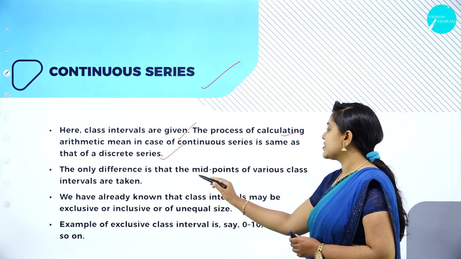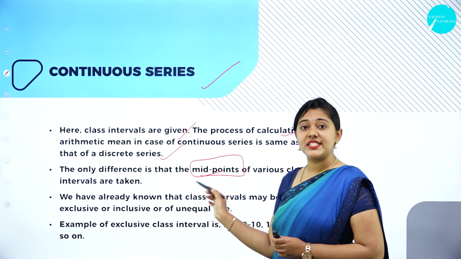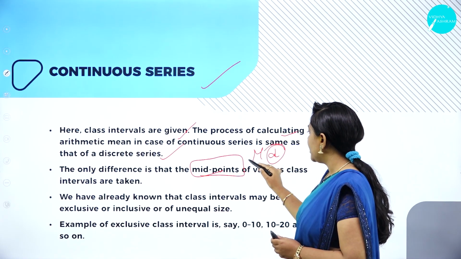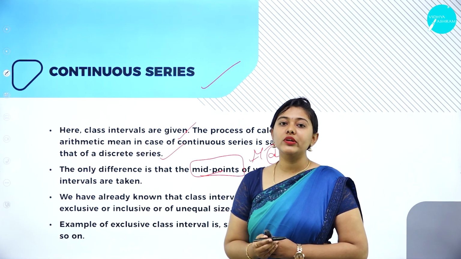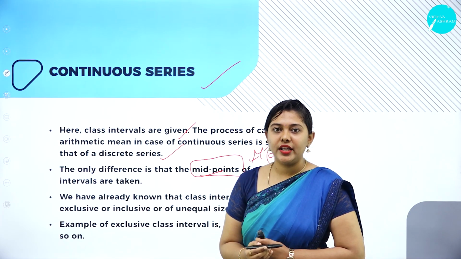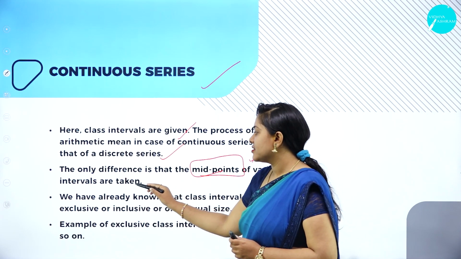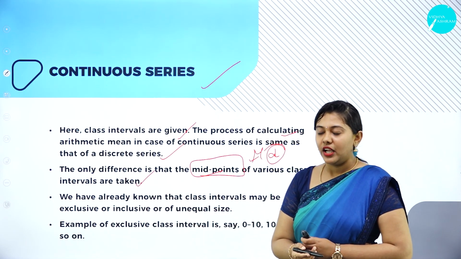The only difference is midpoint. So what you will see here is M. Instead of D, you will be seeing m. That is the only difference you have in your continuous series. That is the midpoint of various classes that has to be taken among the intervals.